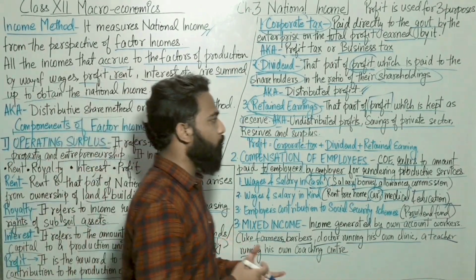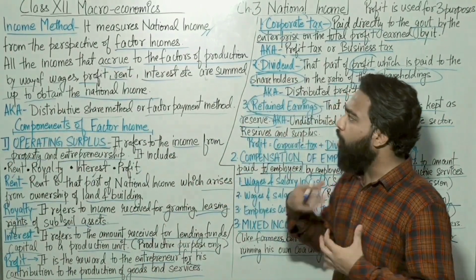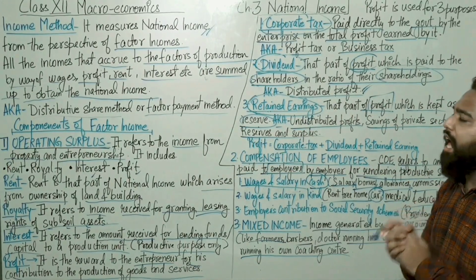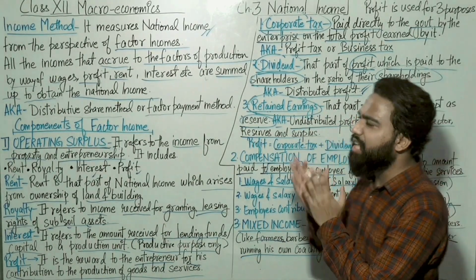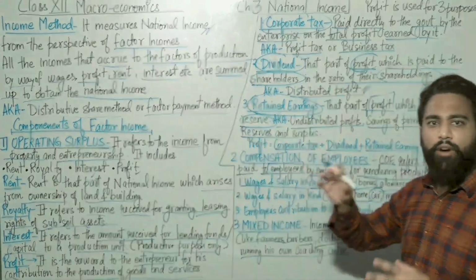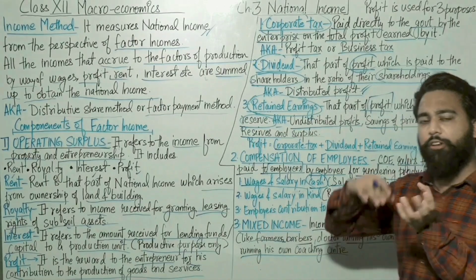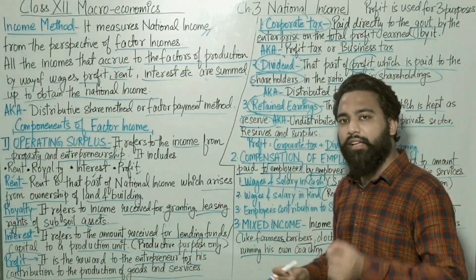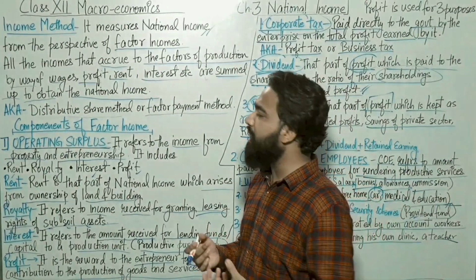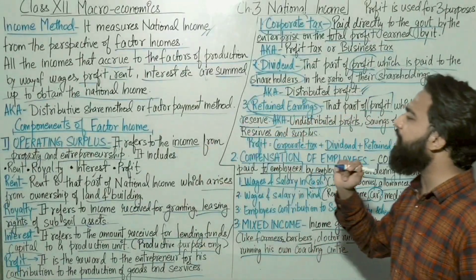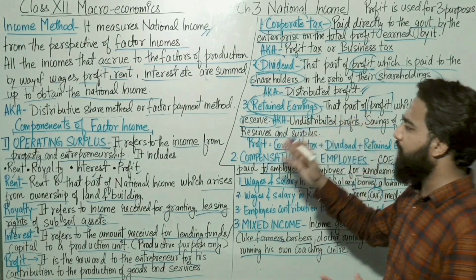Is that clear? So from all these components, we get to know that with the help of the income method, we can calculate the national income with the help of domestic income. We have to calculate the domestic income with these components, and by adding NFIA, we will get the national income.